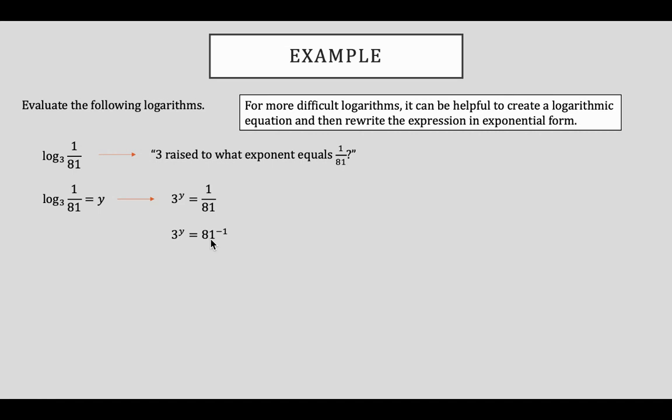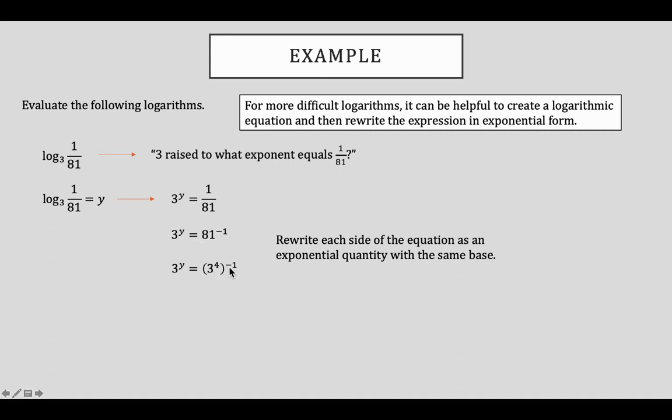Well, 81 is 9 times 9, which means that's 3 times 3 times 3 times 3. 3 to the y is equal to 3 to the 4th raised to the negative 1. And again, exponents raised to exponents, we can multiply them, and that will allow us to use the one-to-one property. 3 to the y is equal to 3 to the negative 4, which means that y must be equal to negative 4. And there we have our solution. Log base 3 of 1 over 81 is equal to negative 4.